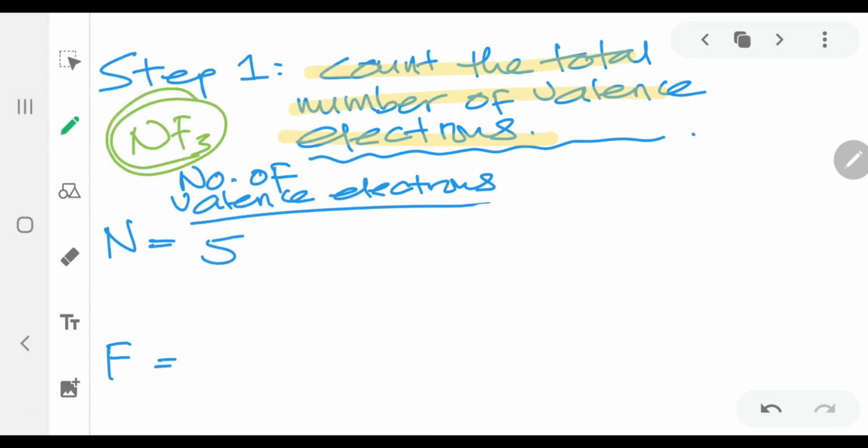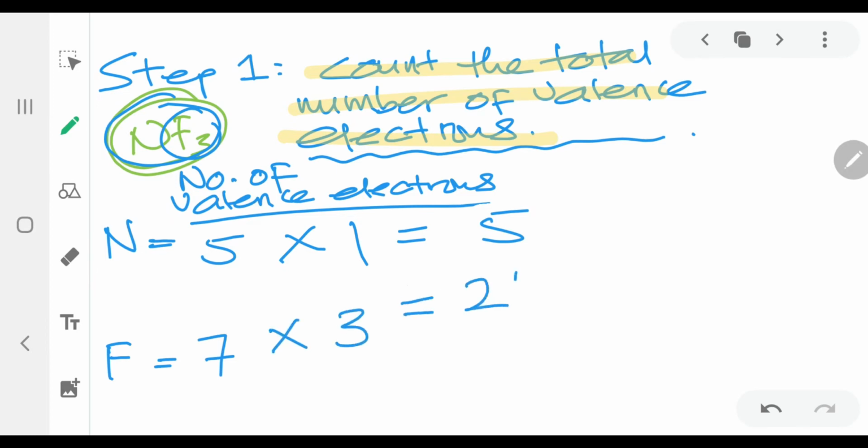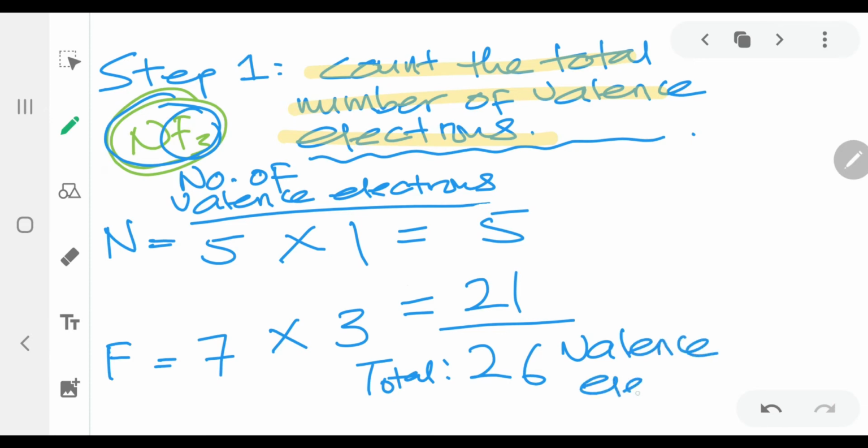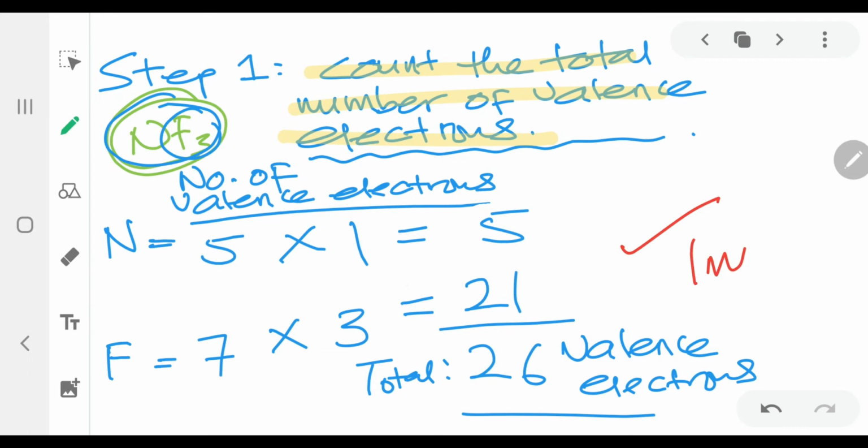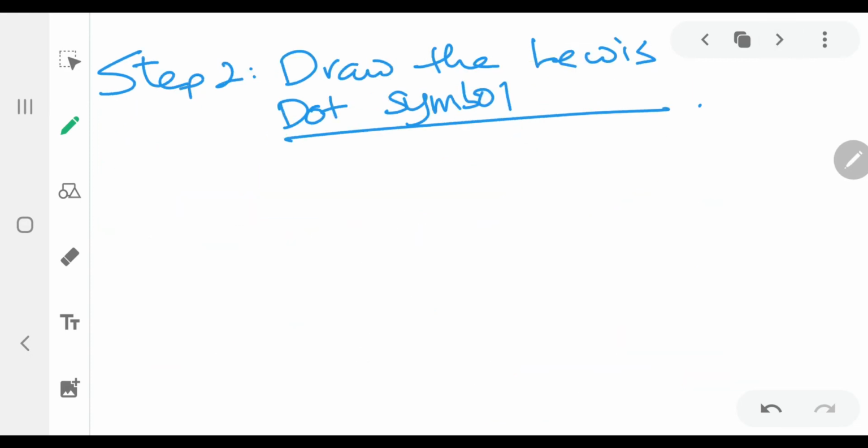So going back to here, fluorine in the periodic table is situated in group 17. Therefore, the valence electron is 7. And coming back to here, you can see that 1 nitrogen atom is involved, therefore 5 valence electrons. And then you have 3 fluorine, so times 3, and you have 21. So in total, you have 26 valence electrons. When you do this, you will be given 1 mark in exams, when you identify the total number of valence electrons involved in the construction of the most plausible Lewis structure.